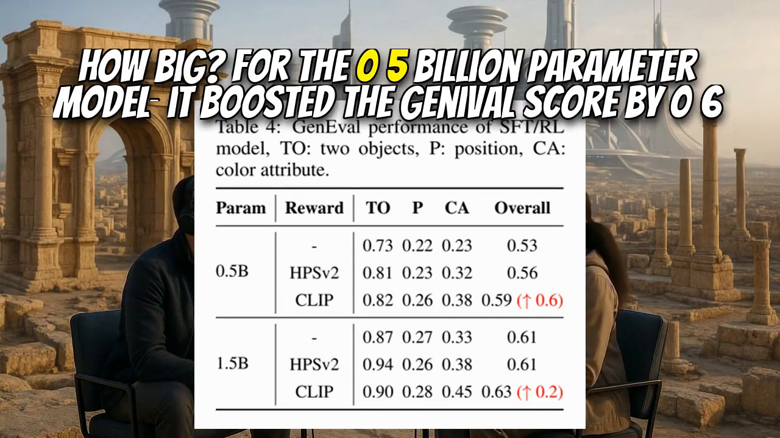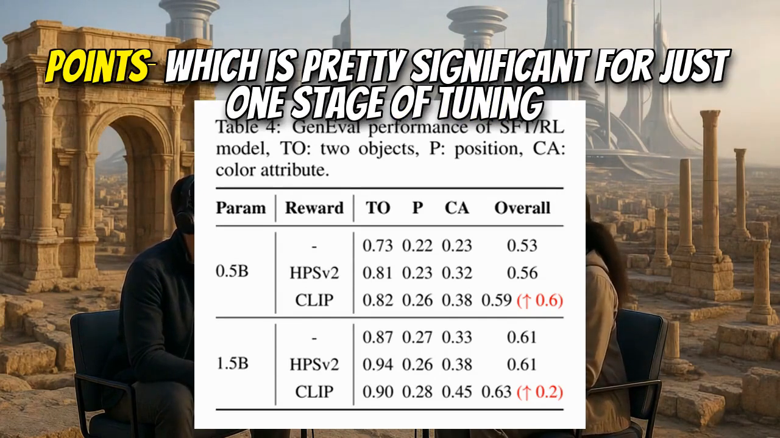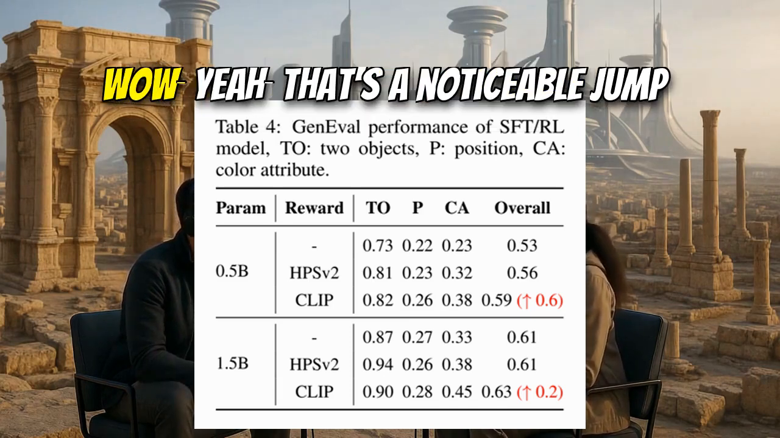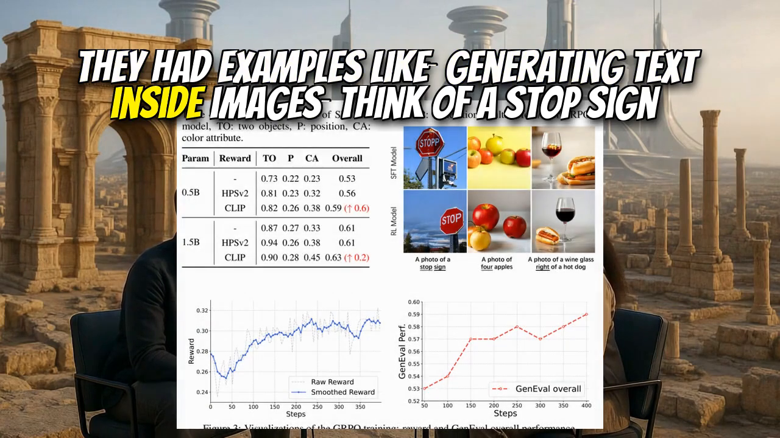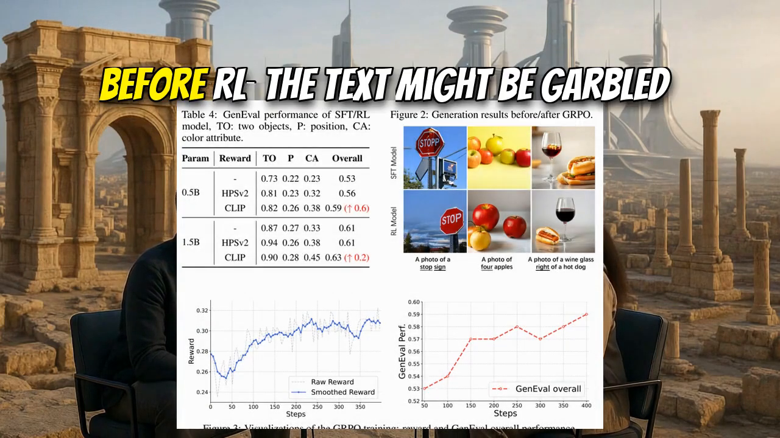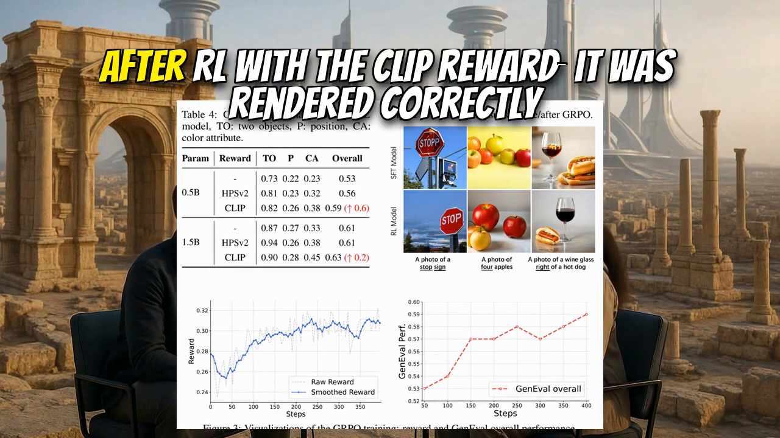How big? For the 0.5 billion parameter model, it boosted the GenEval score by 0.6 points, which is pretty significant for just one stage of tuning. Wow, yeah, that's a noticeable jump. Did they show visually what kind of improvements that CLIP reward brought? They did. They had examples like generating text inside images. Think of a stop sign. Before RL, the text might be garbled. After RL, with the CLIP reward, it was rendered correctly.